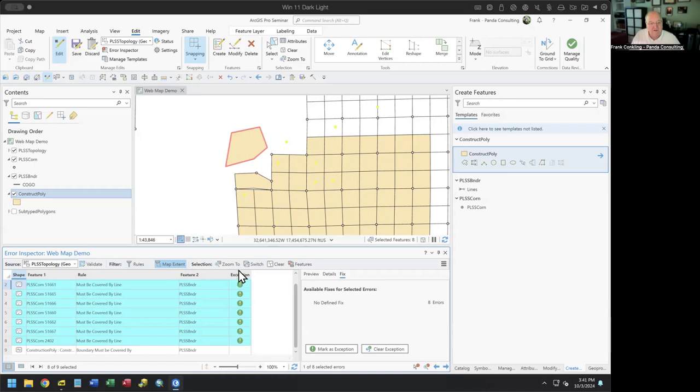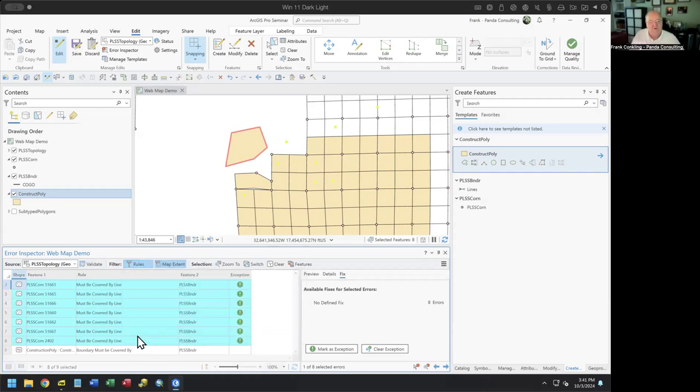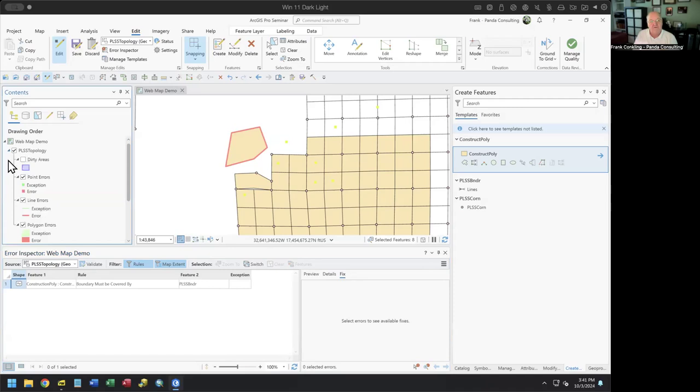I can actually say in here, where is it? Here, I can tell whether or not I want to show exceptions. And in this case, I can say, don't show my exceptions. So it won't show them anymore. It will still, just to let you know, display the exceptions, but it will not list them in my error inspector.